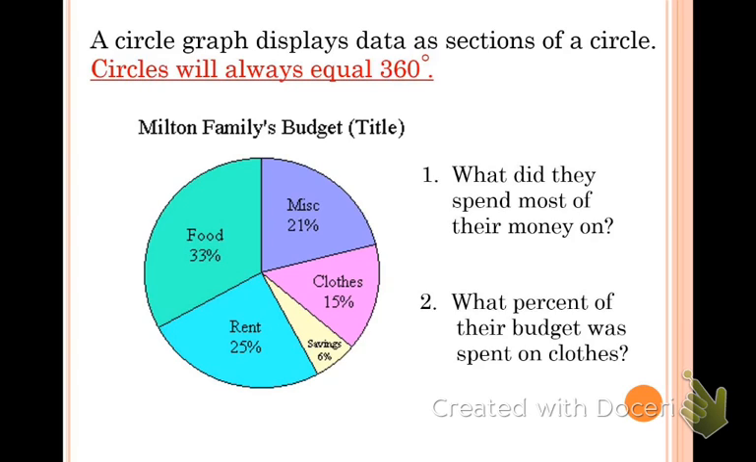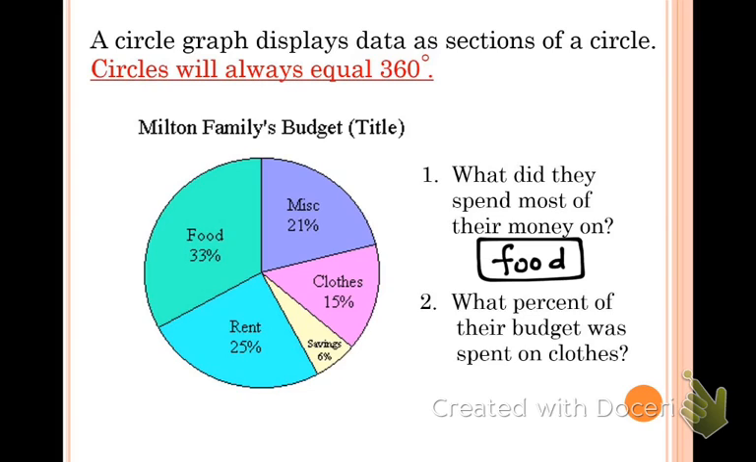Now here you can see there is a circle graph of the Milton family's budget. I've got a couple questions here that I want you to see if you can figure out. Number one, just by looking at that graph, what did they spend most of their money on? Food. How much of their money was spent on food? 33%. I think if your families did an estimate of what they spent a lot of money on, they might see the same exact thing. I feel like that's definitely true about my family. We spend a lot of money on food.